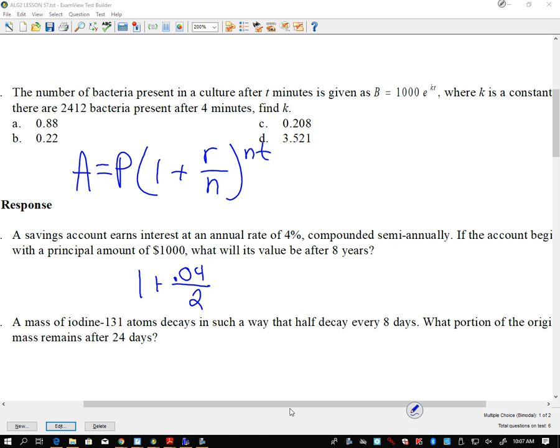So we have 1, and we're going to do 2 times there. And it says if the account begins with a principal of $1,000, what will be its value after 8 years? So we're going to set it up like that. Does that make sense? Why don't you go ahead and try to work that out. Let's see if we get the right answer.